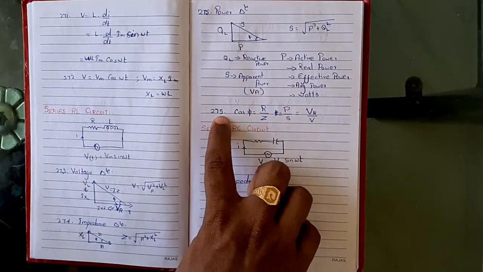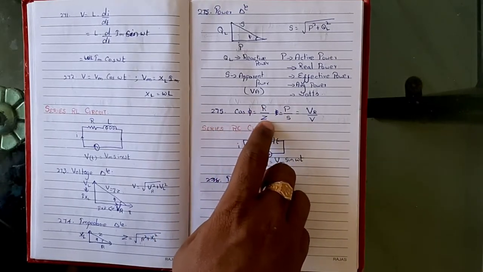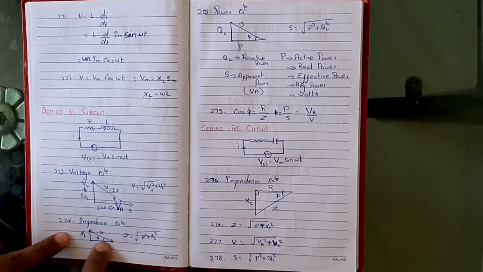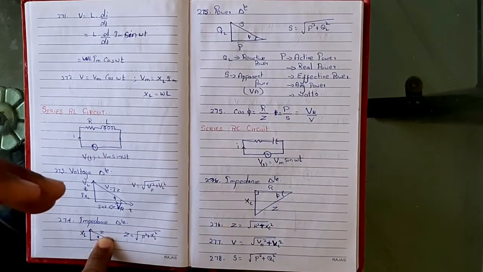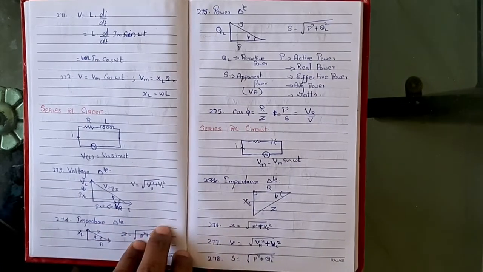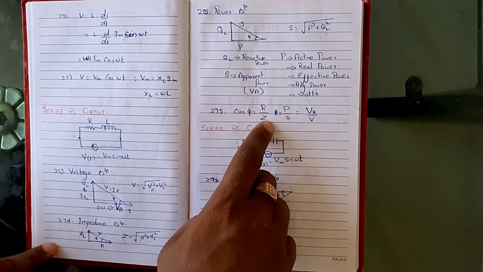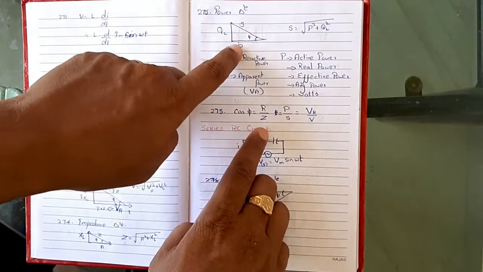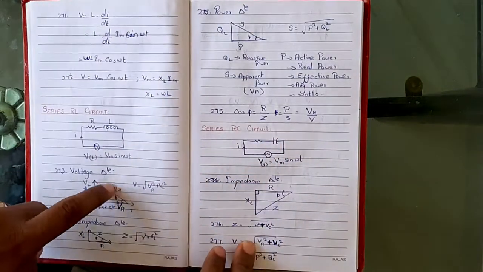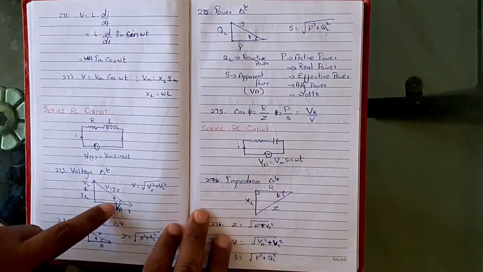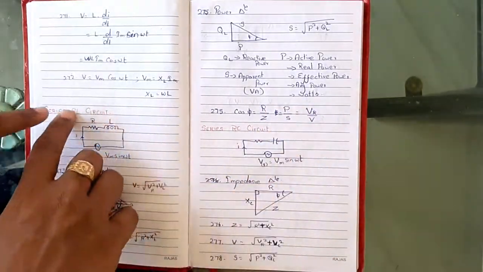Okay. Then formula number 275, cos pi is equal to R by Z. Cos pi means adjacent side by hypotenuse, so using the trigonometric identity, we are writing this formula: cos pi is equal to R by Z. Similarly, here the adjacent side is P and the hypotenuse is S, so cos pi is P by S. And similarly, in the voltage triangle, cos pi is equal to VR divided by V. Okay, so this is for the series RL circuit.